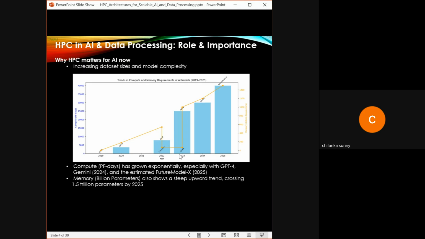So the key message is that both compute and memory demands are scaling at rates far beyond what a single machine or even a small cluster can handle. This is why AI today depends on HPC techniques: distributed training across thousands of GPUs, high bandwidth interconnects, and supercomputer class infrastructure similar to what traditional HPC has used for large scale simulations.